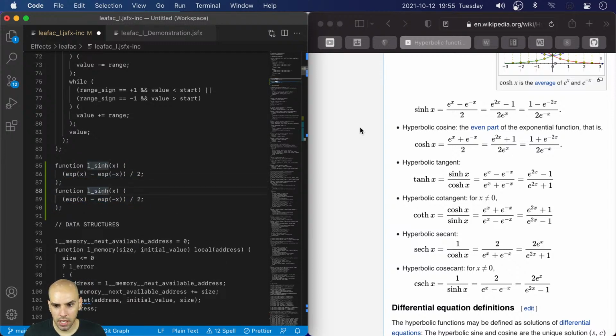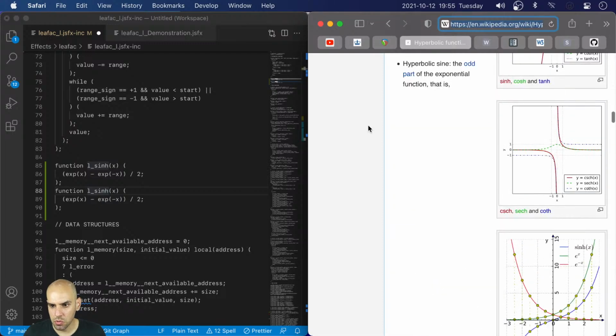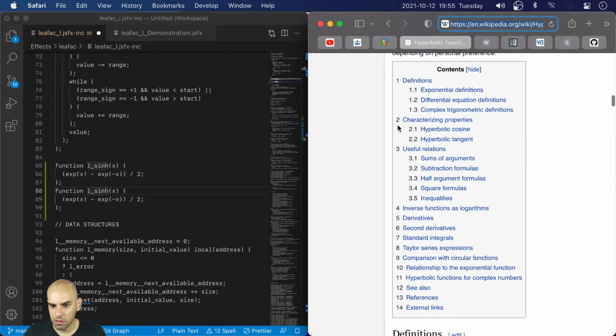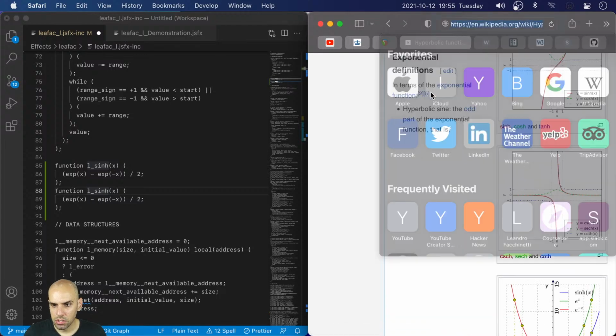Let's have a cosine, and let's also have a link to this page, which is where the formulas came from. It's a good place to have a link. And those are the definitions we are using.